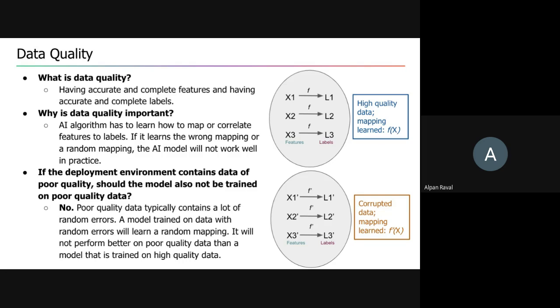But in the bottom figure, let's say you have features that are noisy or corrupted in some way, and labels that are also noisy. Now, what will the AI do? It will learn to find correlations between noisy features and noisy labels. So it will find all the wrong correlations. And that model will typically not work well in practice. Right? So you don't want data that is too noisy. In practice, there's a sort of judgment call.